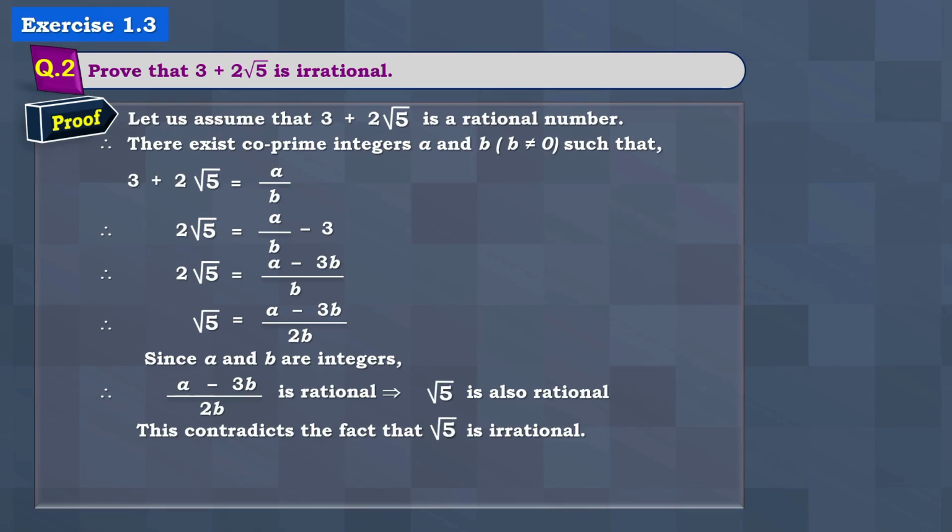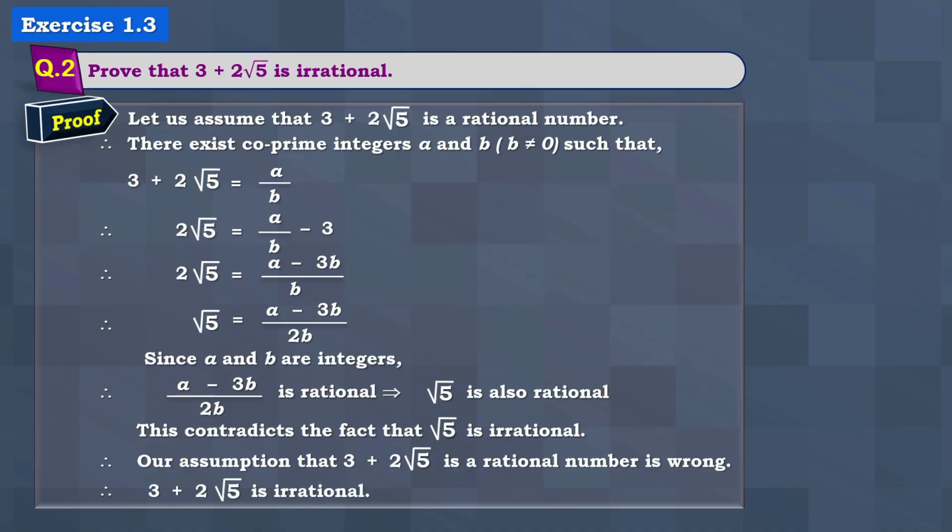Therefore, our assumption that 3 plus 2 root 5 is a rational number is wrong. Hence, we conclude that 3 plus 2 root 5 is an irrational number.